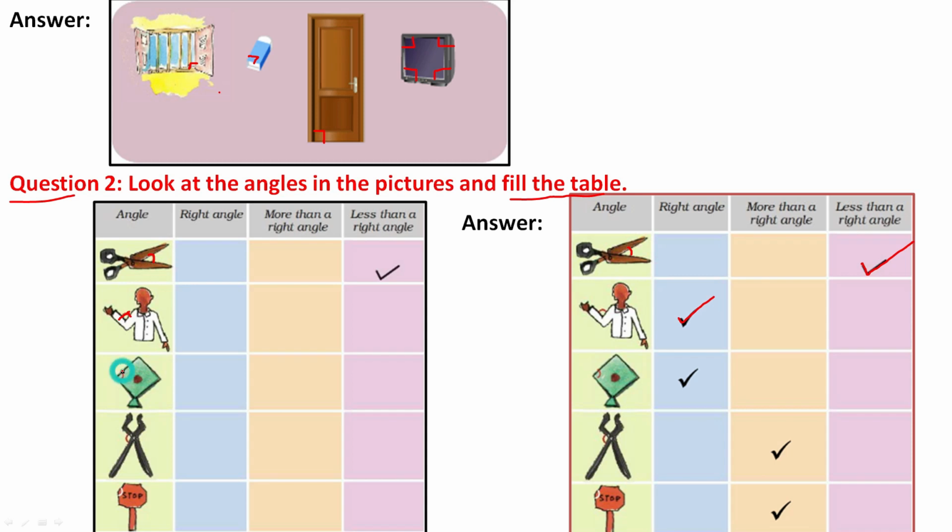Again you can find 90 degree angles in the corner, so you can put the tick mark here for 90 degrees. Next you can find an angle more than 90 degrees, an obtuse angle. So here also more than 90 degrees, so you can put the tick mark. This signal, here the angle is 90 degrees or more than 90 degrees. It is actually more than 90 degrees, so you can put the tick mark here.